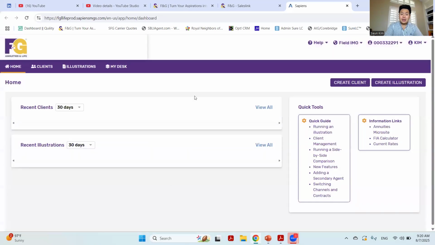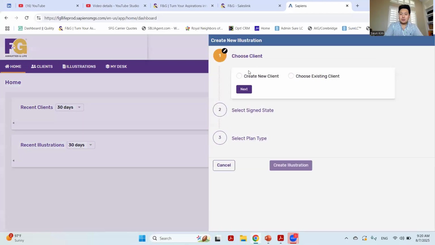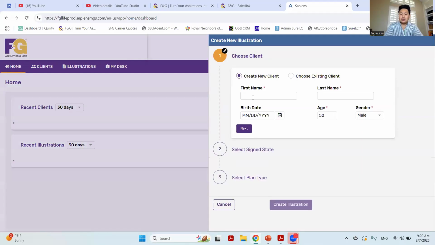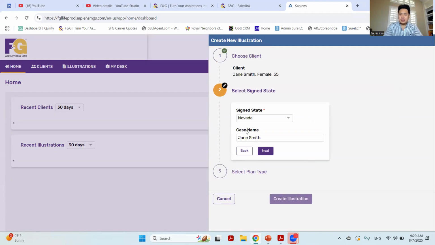So today I'm going to do the simpler one called the Power Accumulator 10. It doesn't have as many bells and whistles, but it's a really good no cost annuity that is focused on growth. So we're just going to put Jane Smith, and let's just do a hypothetical of a client who is maybe 55 years old. Let's make it male, 55. Next.